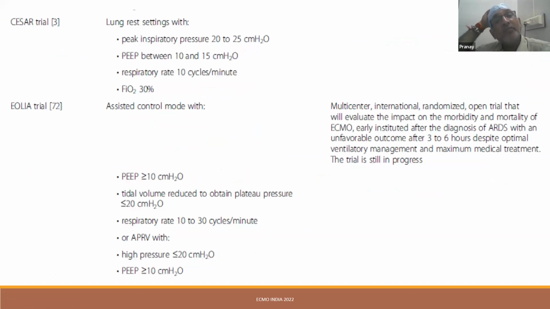Okay. Then came the CESAR trial. Again, the CESAR trial used the pressure control mode with peak inspiratory pressure around 20 to 25, PEEP of 10 to 15, respiratory rate 10 per minute, and FiO2 around 30. The EOLIA trial, again, used the volume control mode, PEEP of more than 10, tidal volume to keep plateau pressures less than 20, respiratory rate around 10 to 30, or in some cases they also used APRV mode.